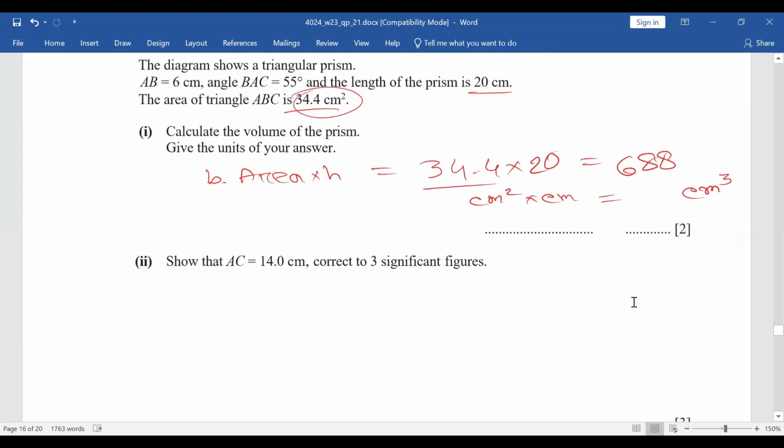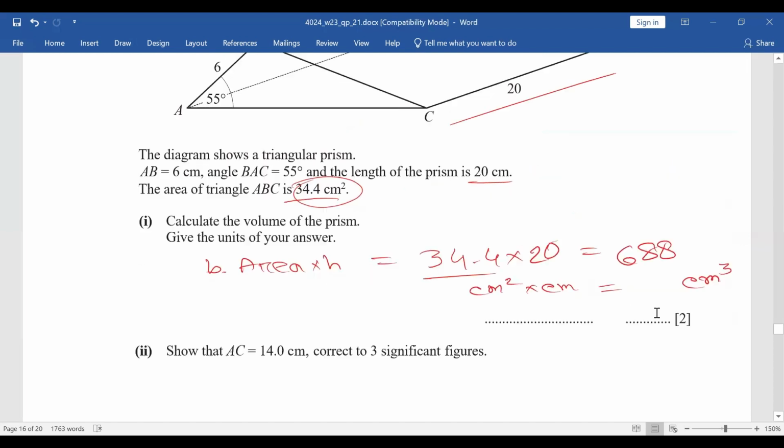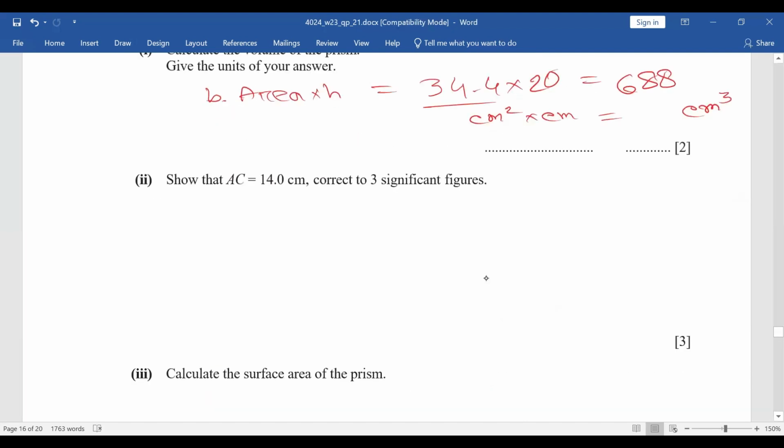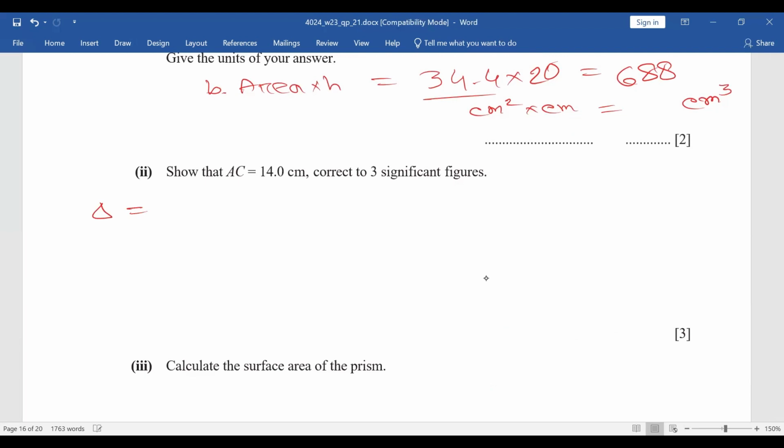Next question: show that AC equals 14 centimeters, correct to 3 significant figures. We have to find the length of AC. So how can we do this? As we have been given the area of the triangle ABC, one of the sides and the included angle, it is very easy. We know that the area of a triangle equals half ab sine C. That means half times any 2 sides and the sine of the included angle.